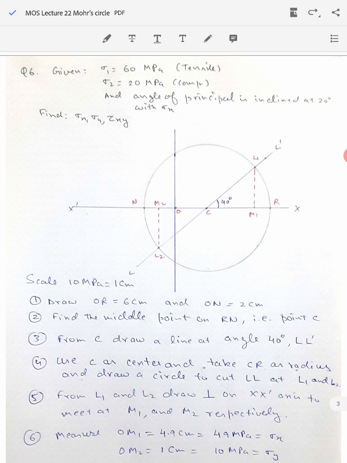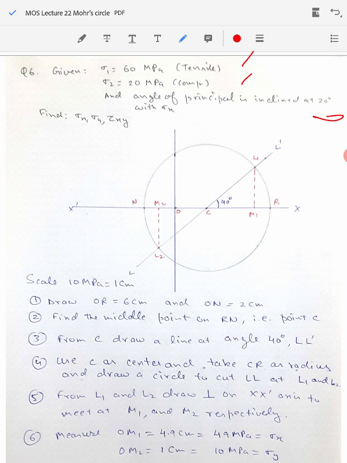So in this particular case, you are given the value of principal stresses: sigma 1 as 60 megapascal, which is tensile, and sigma 2, which is 20 megapascal, which is compressive. You are also given the angle at which the principal plane is inclined with the sigma x, that is 20 degrees. So these three data are given to you.